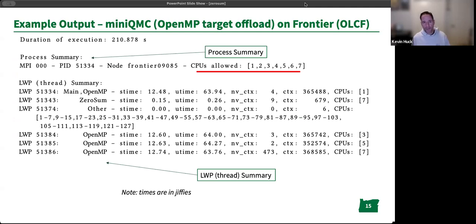So we see which node it ran on, which CPUs it was allowed to run on. And then we see all the lightweight processes or operating system threads within that process, and where they were running, and how much system time, user time, non-voluntary context switches and voluntary context switches it experienced. In this case, we see a high number of voluntary context switches because this is an application that was doing OpenMP target offload, and there was a lot of yielding to the operating system every time a kernel was launched or data was transferred.